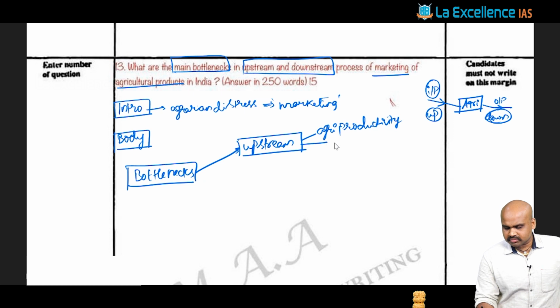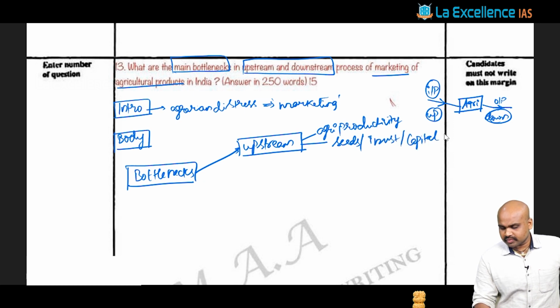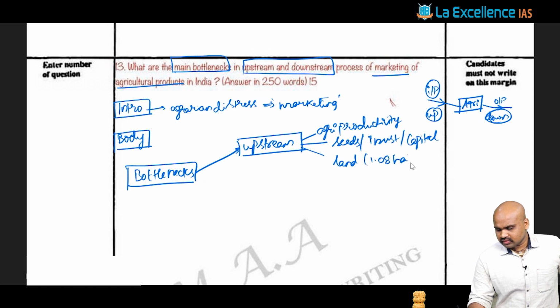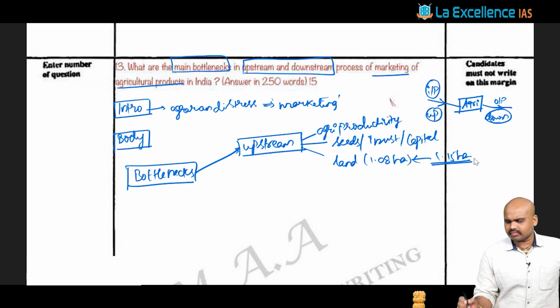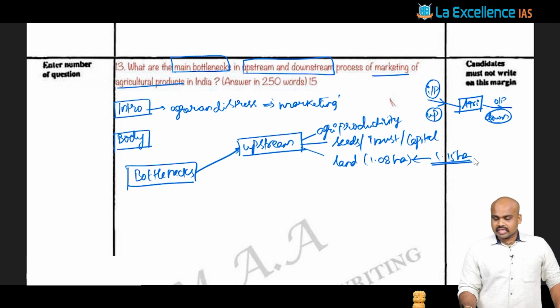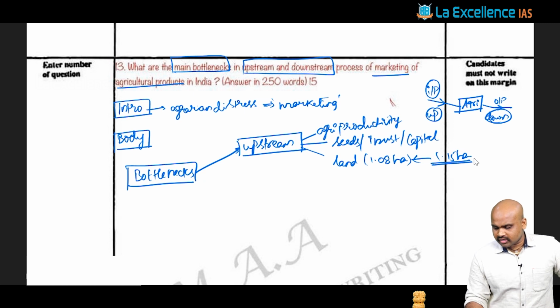Now when you talk about the upstream, we know that agricultural productivity is a bottleneck. And not only the agricultural productivity, it is also with respect to the extent of produce on the basis of seeds, investment, or capital. All these are bottlenecks, and it is not only that, but also the land availability per se. Because the average land holding of an Indian farmer is around 1.08 hectare, which has reduced from 1.15 hectare.